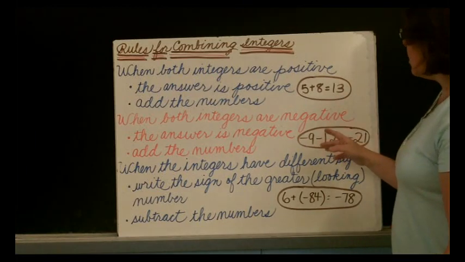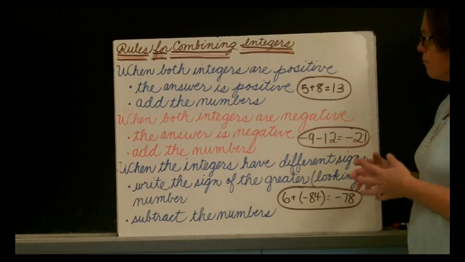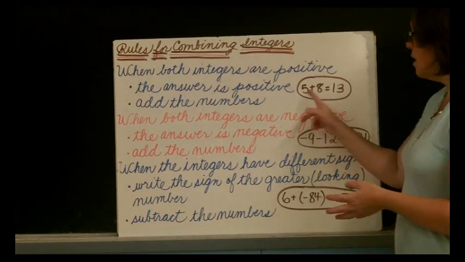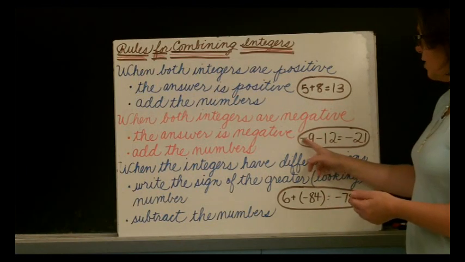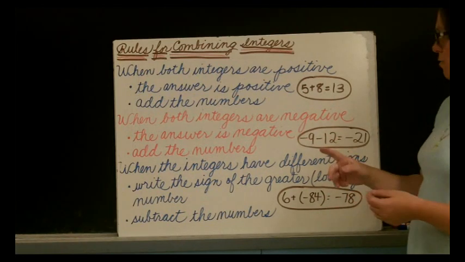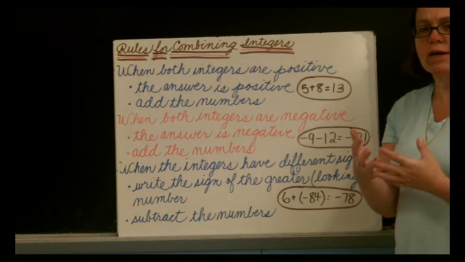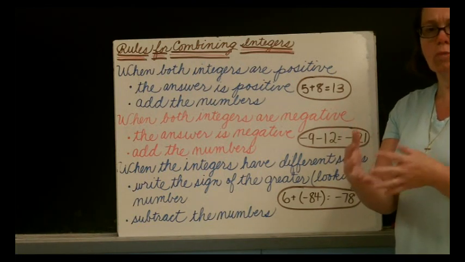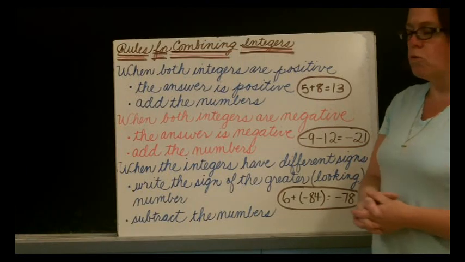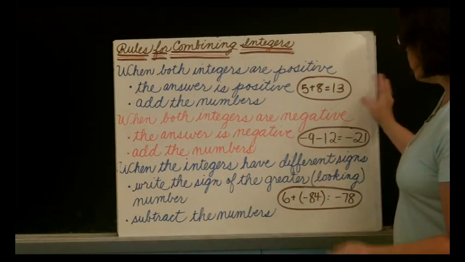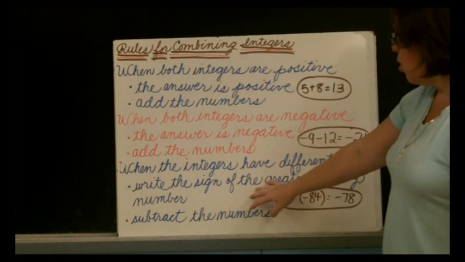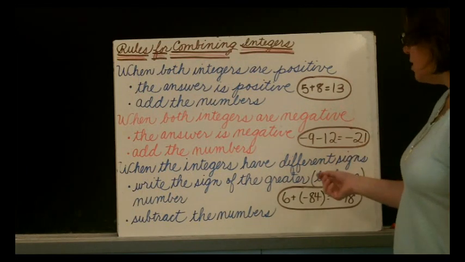So you can see we are moving away from saying things like 5 plus 8 or negative 9 minus 12. And the reason for that is that I want for you to start recognizing each term in the expression or the equation. And next we have, when the integers have different signs.